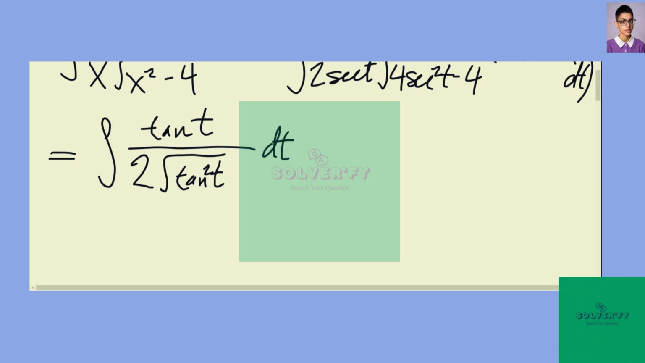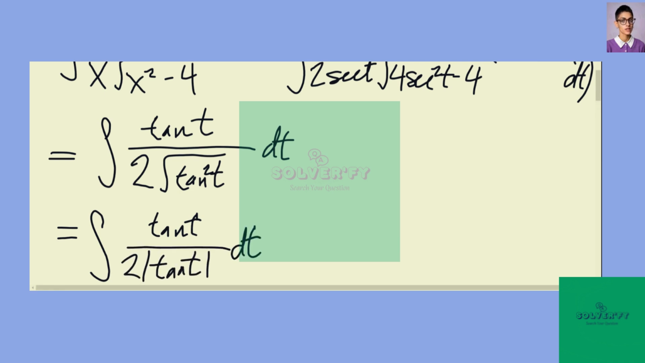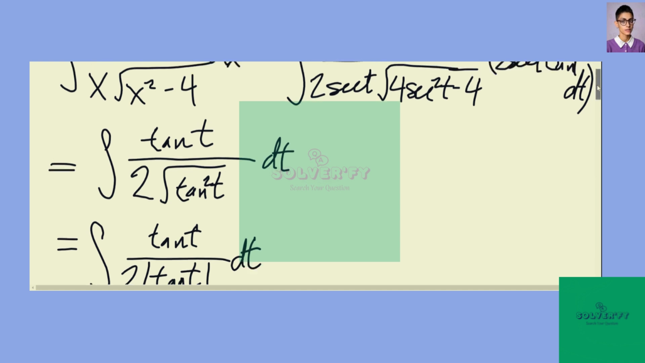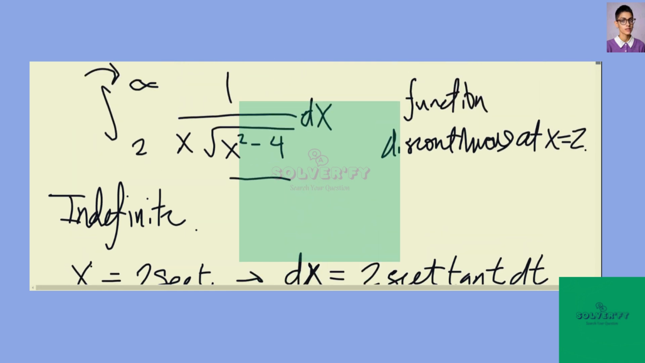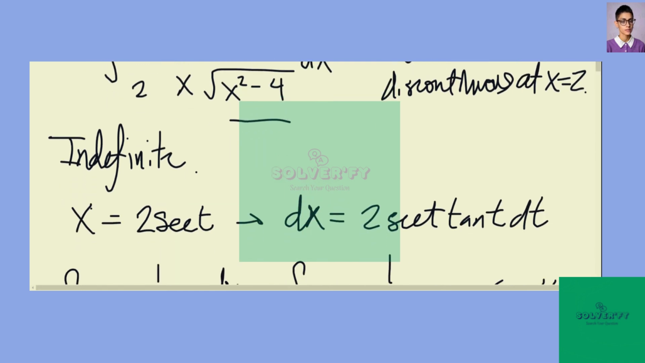And then we can simplify by taking the square root, and we get the integral of tangent of t over 2 times the absolute value of tangent of t dt. Now the question is, can we or can we not drop the absolute value?